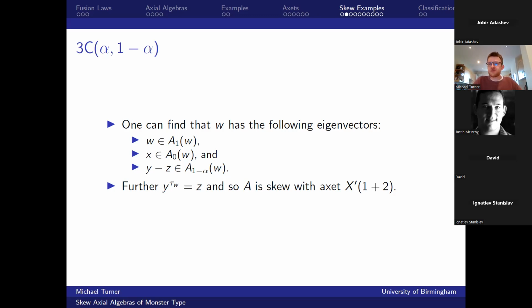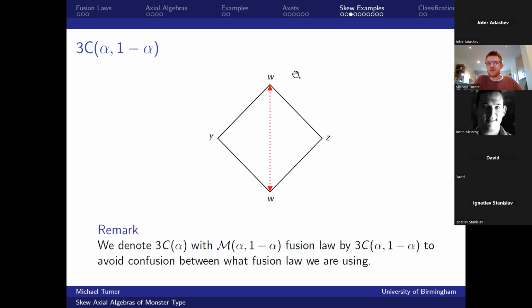So maybe just to reiterate where these axes appear in the axet, we have that the W goes at the top and bottom, and its tau map is going to switch Y and Z about. However, the tau map of Y is going to be trivial because it's going to swap W with W, so nothing happens. And again, tau map of Z is going to equal tau map Y.